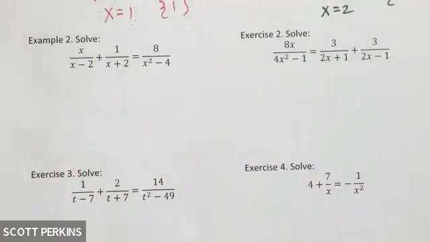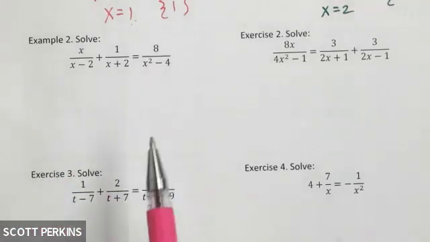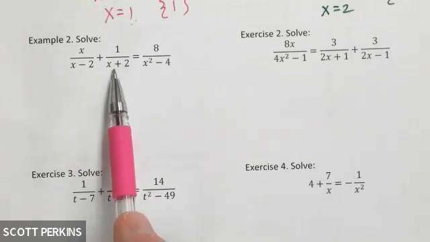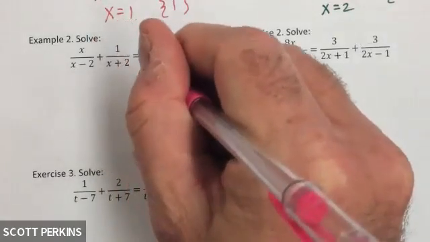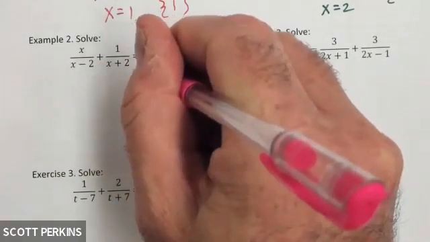But before I do that, I'm going to factor all of my denominators just so I know what my factors are. So x minus 2, that's great. That's all set. X plus 2, great, all set. This one right here, x squared minus 4, that's a difference of squares. So that's x plus 2 and x minus 2.